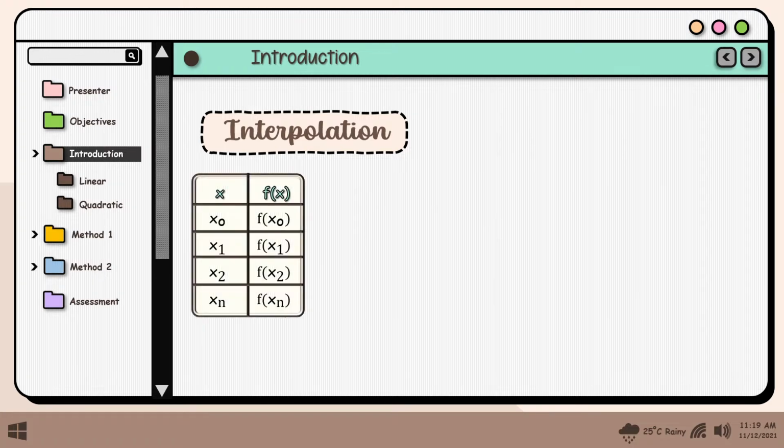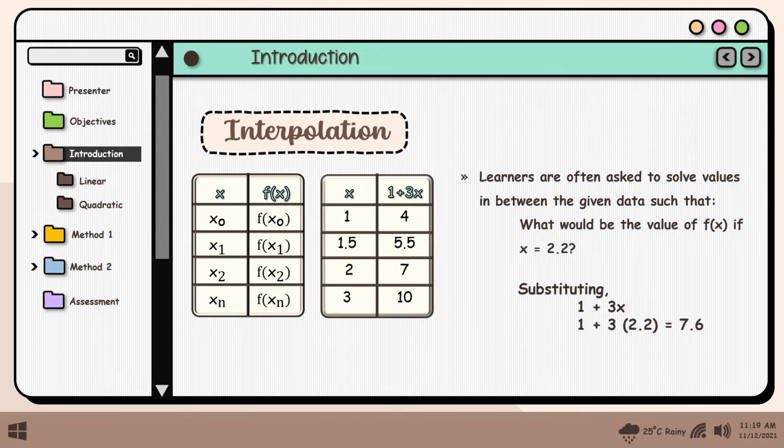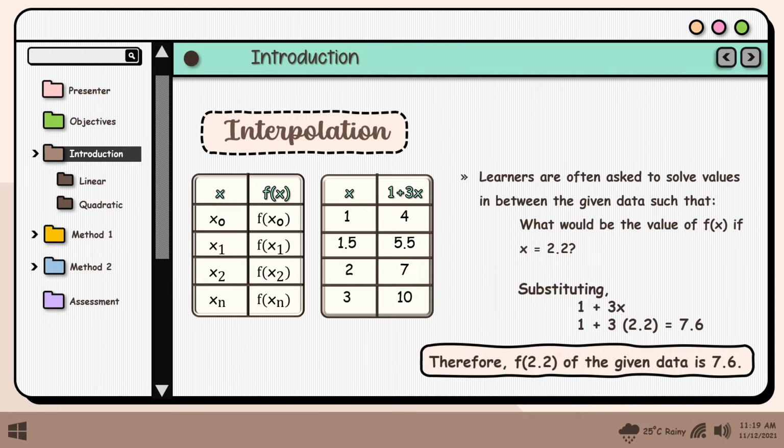Now, an interpolation data table usually goes like this one. Learners are often asked to solve values in between the given data, such as: what would be the value of f of x if x is equal to 2.2? As shown in the second table, we have a function 1 plus 3x. Substituting 2.2 in the 1 plus 3x, we have 1 plus 3 multiplied by 2.2. Therefore, f of 2.2 of the given data is 7.6.